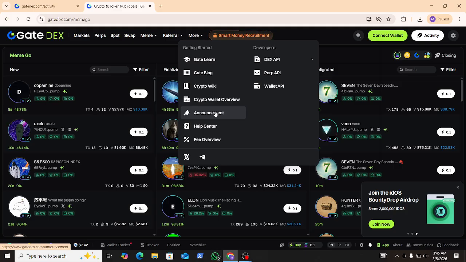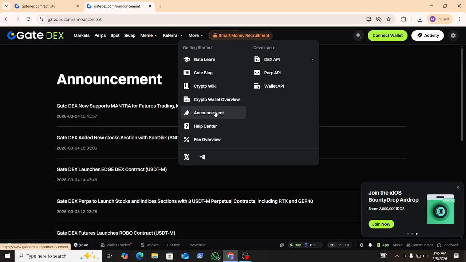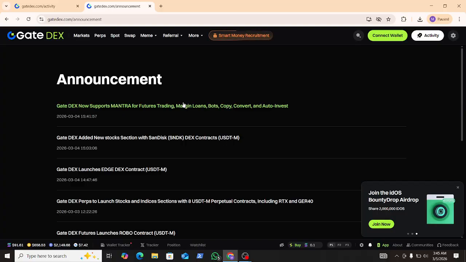We will read the KDAX announcement. KDEX now supports Mantra for futures trading, margin loans, boost, copy, convert, and auto invest. 4/3/2026: KDX added a new stock section with SanDisk, SNDK, and contract USDT.